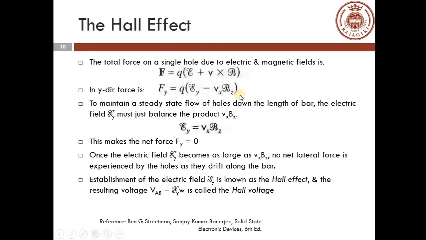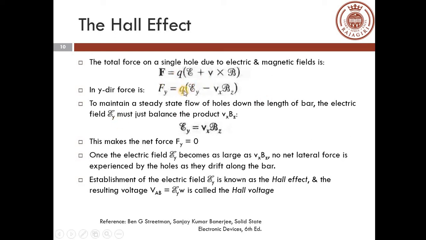Q into Vx into BZ, and that is in the negative y direction. That is, there is an electric field epsilon x applied in the x direction and the holes are drifting in that direction. Now we applied a magnetic field BZ in a direction perpendicular to epsilon x. Due to the magnetic field, the holes experience a force Q into Vx into BZ. That force is in the negative y direction.